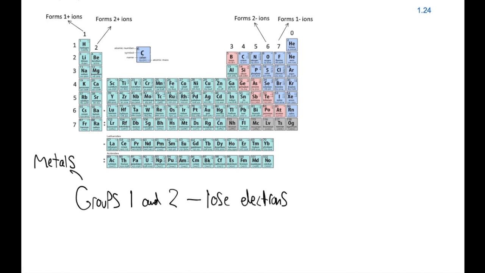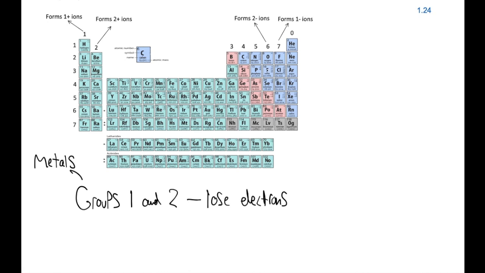Non-metal group 6 and 7 elements tend to form negative ions by gaining electrons. Group 6 elements have 6 electrons on their outer shell. And so instead of losing these 6 electrons and gaining a full outer shell that way, what happens is that they gain 2 electrons to complete a full outer shell of 8. Gaining 2 electrons, of course, means that the ion has a charge of 2-.